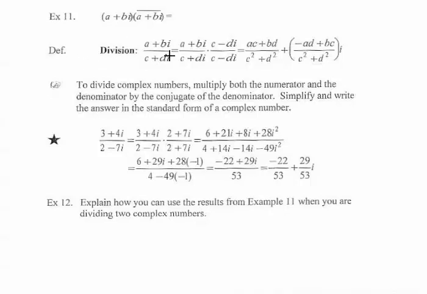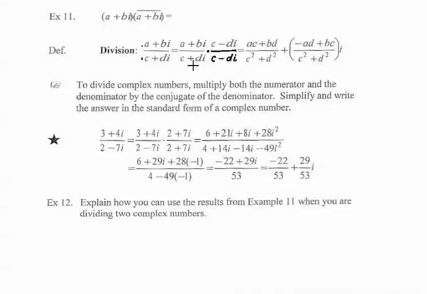So as a definition for division, if we want to divide a complex number by another complex number, then all we really do is we take this complex number division, we go off to the side and we multiply by a fraction with the conjugate of the denominator, okay, the conjugate of the denominator in the denominator and the numerator of the fraction that we multiply by.